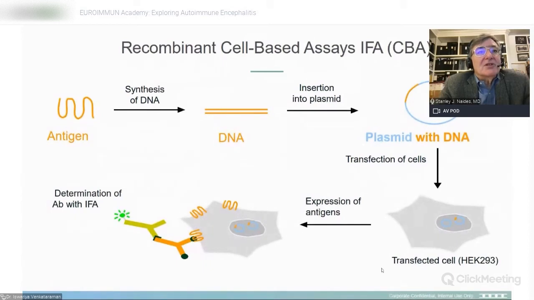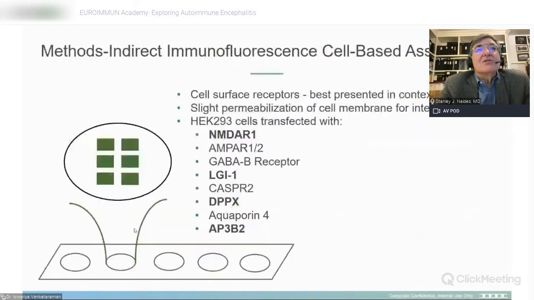Cells can be fixed, placed on a slide, patient serum or CSF added, followed by a fluorescein conjugate antibody as a second step. So the mosaic can be created, much like for tissues, with individual cell-based assays. And the cell-based surface receptors are best presented in this context because they're presented in the surface membrane. A number of targets that tend to have more internal protein before they get to the membrane can be slightly permeabilized, as in NMDAR1 targets. And a number of these can be transfected. And you see I've emboldened those antibodies that were discussed today in the case series. So those can be placed in a mosaic.